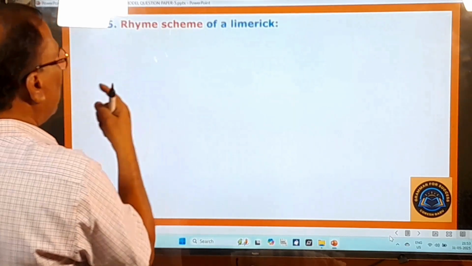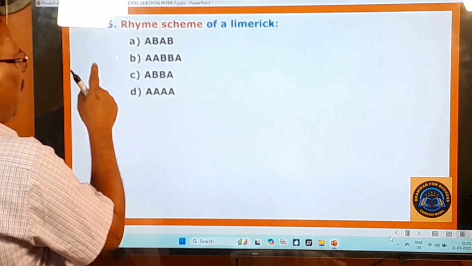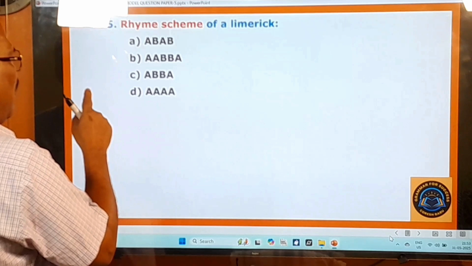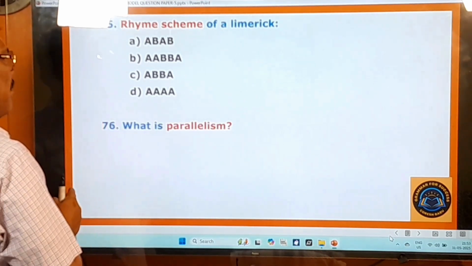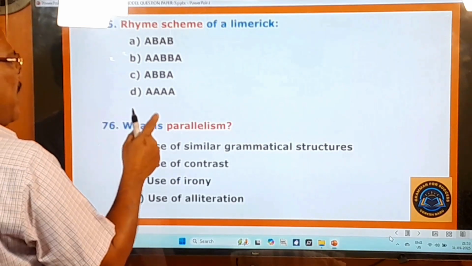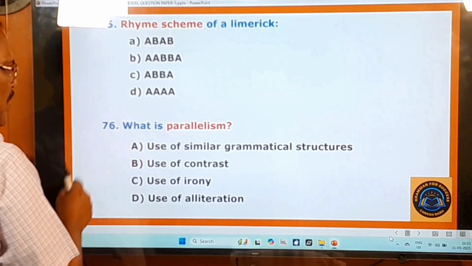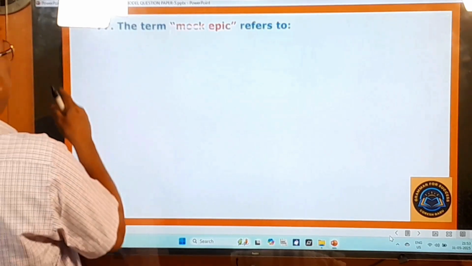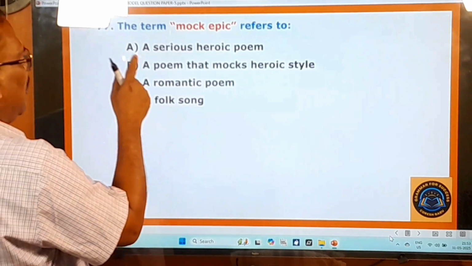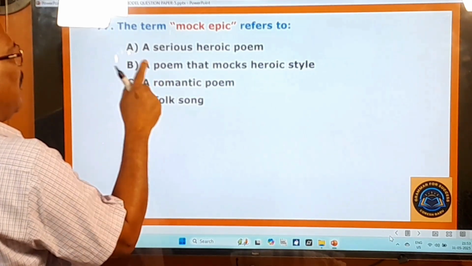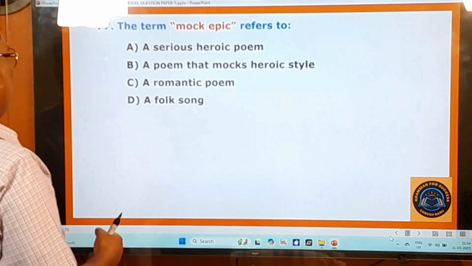75th question. Rhyme scheme of a limerick. ABAB, AA, BBA, ABBA, AA, AA. 76th question. What is parallelism? Use of similar grammatical structures, use of contrast, use of irony, use of alliteration. 77th question. The term mock epic refers to a serious heroic poem, a poem that mocks heroic style, a romantic poem, a folk song. And you go to the 78th question.